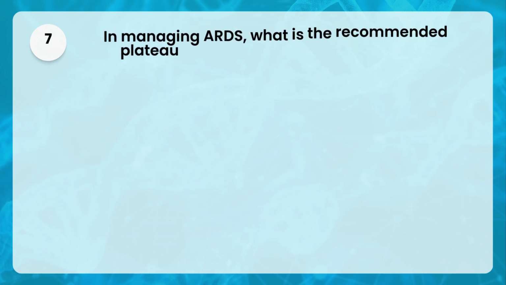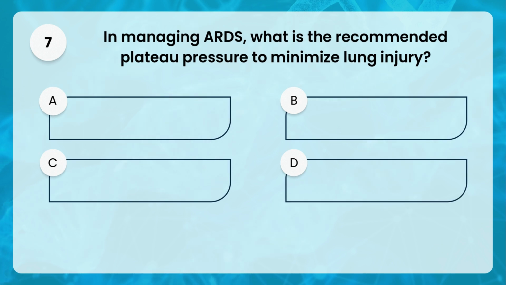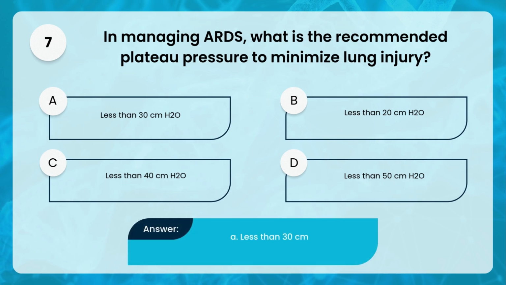Number 7. In managing ARDS, what is the recommended plateau pressure to minimize lung injury? A. Less than 30 centimeters H2O. B. Less than 20 centimeters H2O. C. Less than 40 centimeters H2O. Or D. Less than 50 centimeters H2O. The answer is A. Less than 30 centimeters H2O.